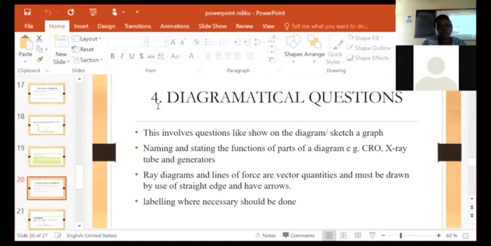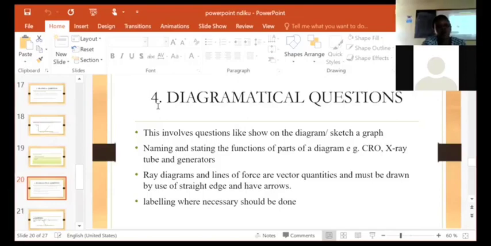We also have these other types of questions whereby you can be given a diagram, like this here, or even the generators, the AC and the DC. You can be told to name a particular part, then you state the function of that particular part.